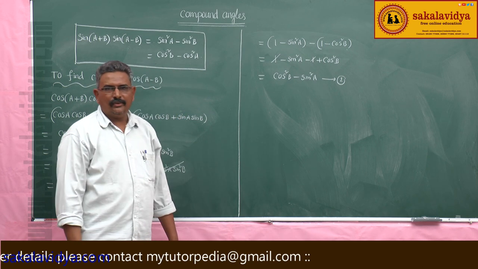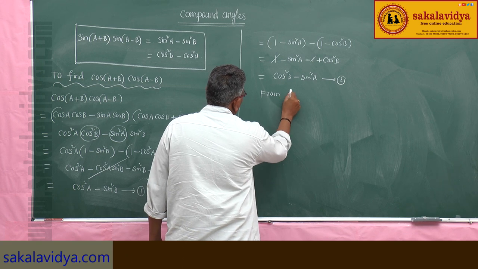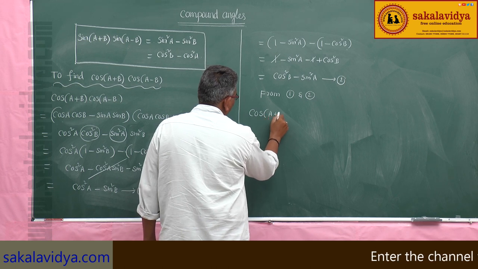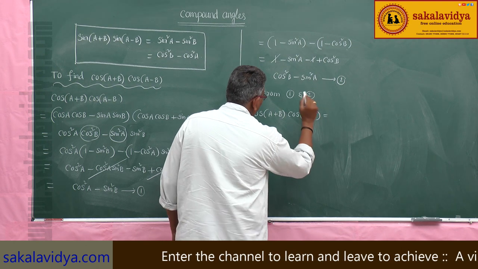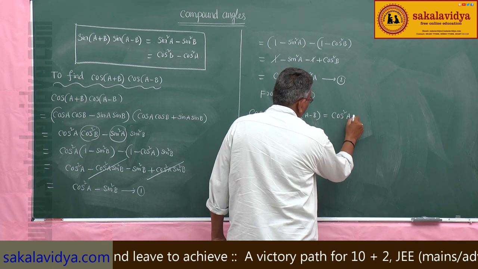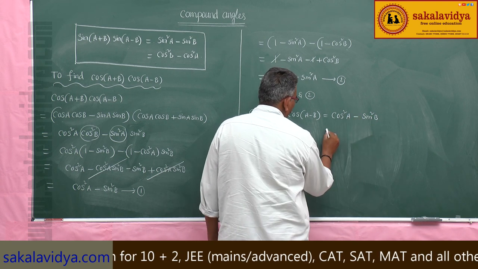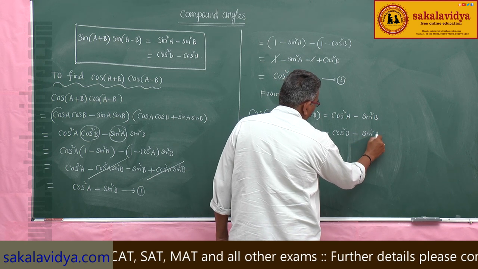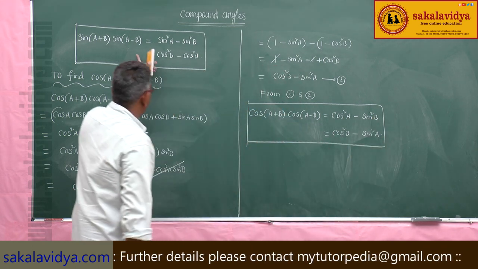So, from 1 and 2, let it be formulated as from 1 and 2. Cos of a plus b into cos of a minus b is equal to cos square a minus sin square b. Interchange like this, b this side, a goes that side, cos square b minus sin square a. Very important result, this one.